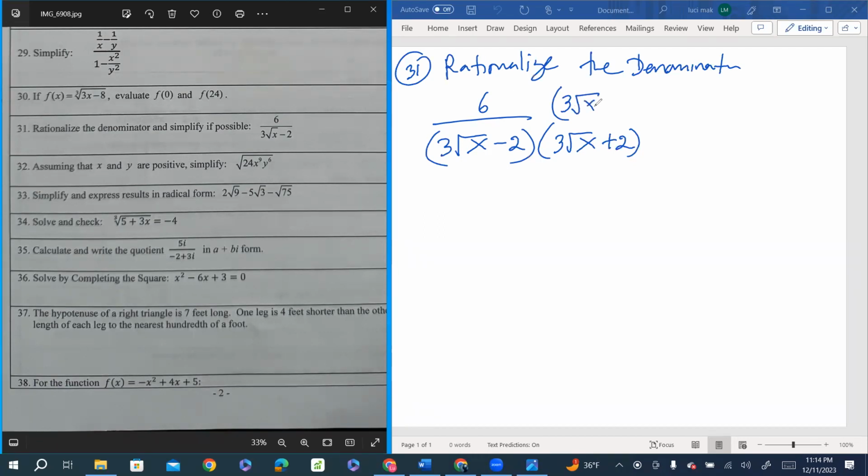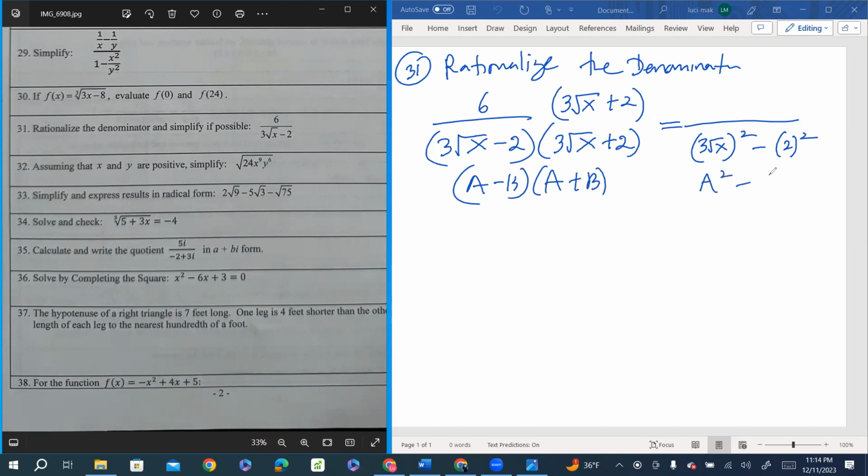So 3 radical x plus 2, we need to multiply. On the bottom, or the denominator, we have a difference of 2 squares. So we have 3 radical x whole squared minus 2 squared. Now remember, that's because a minus b times a plus b is a squared minus b squared again. All right. So on the numerator, let me leave it as it is. Sometimes it reduces with the denominator, so let me not distribute for now. If it doesn't reduce, I'll distribute.